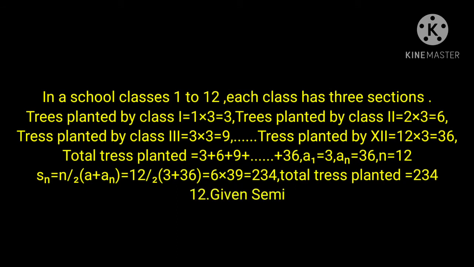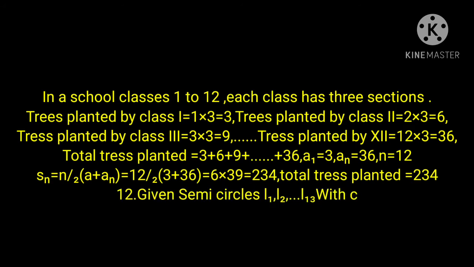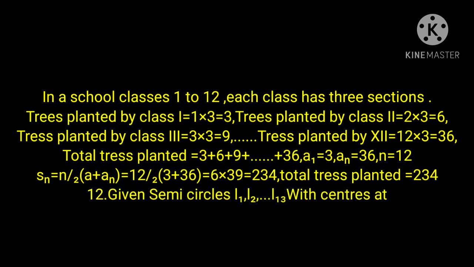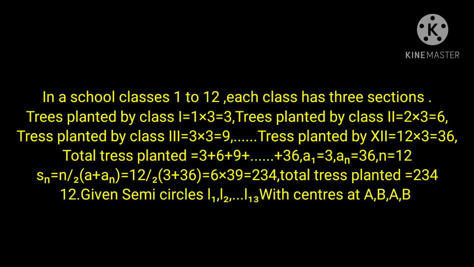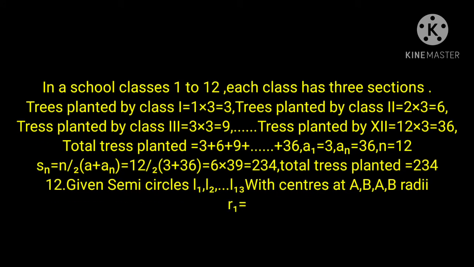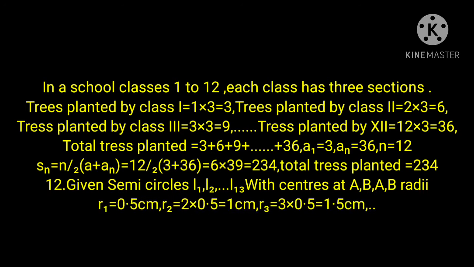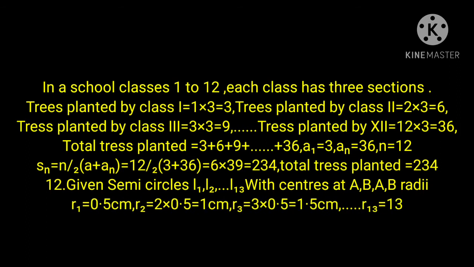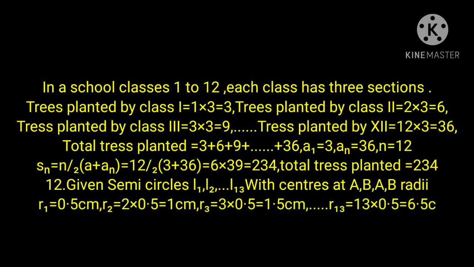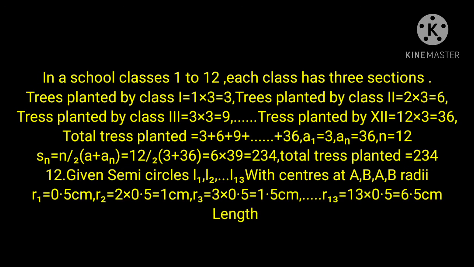Okay, 234. 12th question. If you observe the figure, we can say that given semicircles L1, L2, L3, and so on, L13, 13 semicircles are there. That spiral consists of 13 semicircles with centers A, B alternately. Now the radii: first radius is 0.5 centimeters, and second radius is 1 centimeter. We can write 2 into 0.5, that is equal to 1, and third radius is 3 into 0.5, that is 1.5 centimeters, and so on up to 13. 13th radius is 13 into 0.5, that is equal to 6.5.